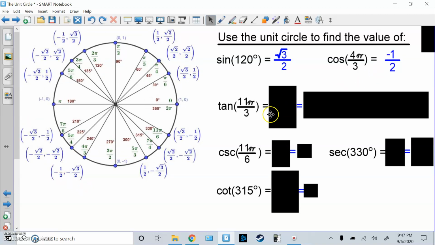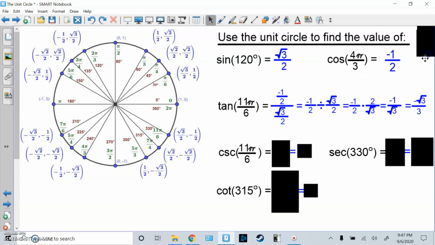That's easy. Tangent of 11 pi over 3. Oh snap, hold on. That was meant to be 11 pi over 6. 11 pi over 3 is going over the unit circle. We will do that later though. 11 pi over 6 is right here. Tangent is opposite over adjacent, so y over x. So it's negative 1/2 on top, root 3 over 2 on bottom. I'm going to make it fraction divided by fraction, fraction times fraction, the 2's cross out, it's negative 1 over root 3, rationalize that to get negative root 3 over 3.